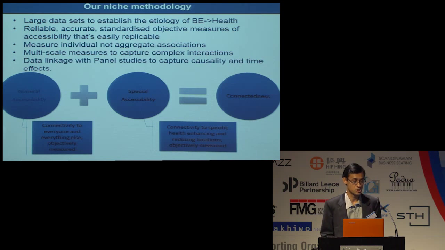We can also compare the associations in different parts of the world. Now, the connectedness in an urban scape is a function of general accessibility, which is connectivity to everything and everyone else, and spatial accessibility, which is connectivity to health-promoting and health-inhibiting destinations.